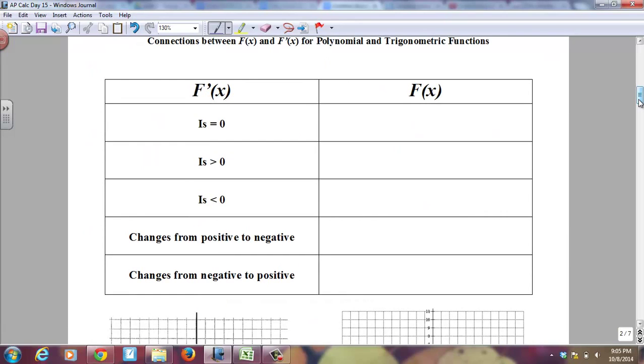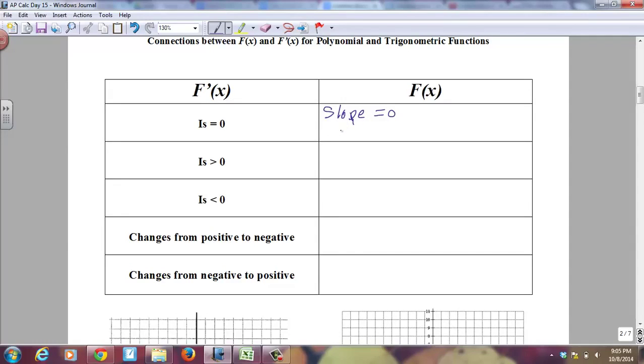And what we want to do is look at the connection between f prime, the derivative, and the original function when we look at polynomial and trig functions. So over here you notice that it says f prime. So when f prime of x is equal to 0, what do we know about the function? Well, basically we've looked at the fact that there is a flat spot. The slope is equal to 0 because that's what the derivative is. So we have a horizontal line for the derivative, the tangent line there.